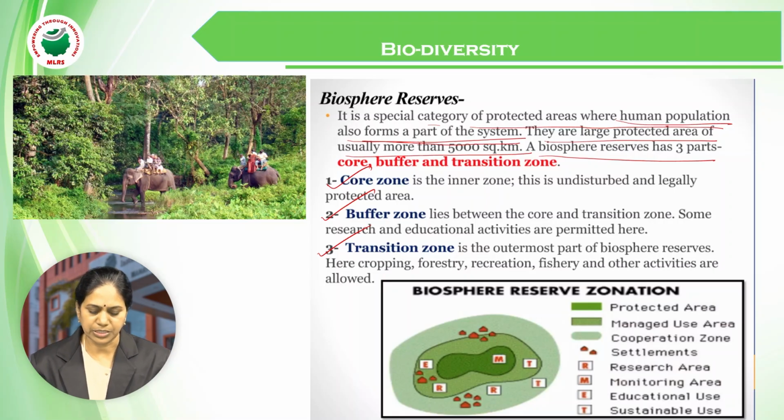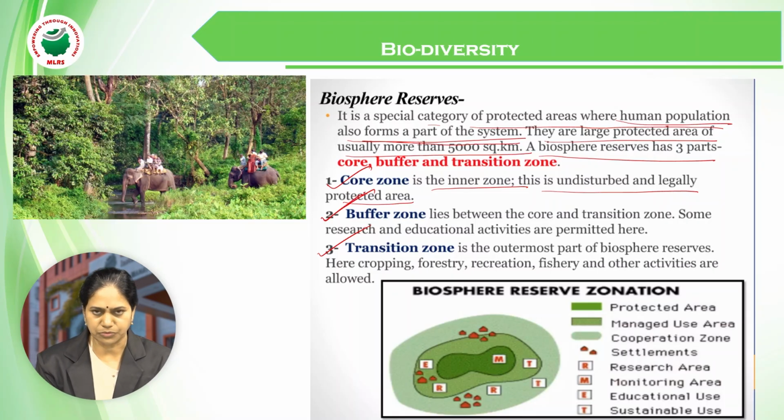Now let us look at what exactly happens in a core zone. The core zone is the inner zone, and this is an undisturbed and legally protected area. The innermost part of the forest, we call it the core zone, which is legally protected. It is a completely undisturbed part of the forest.